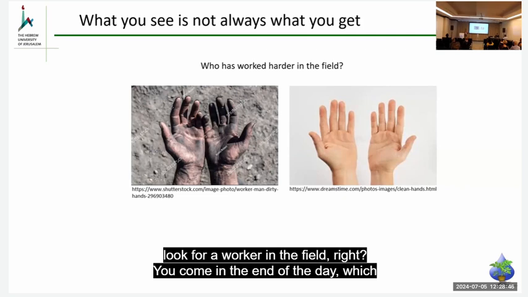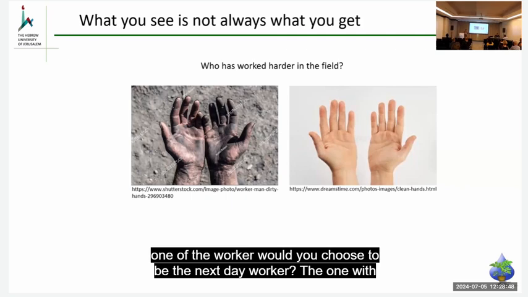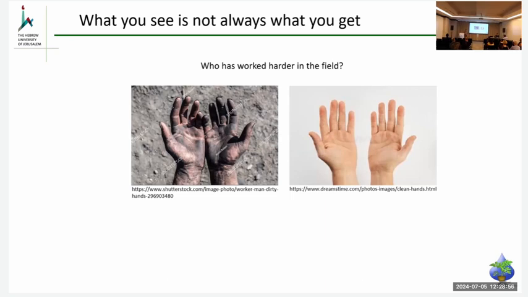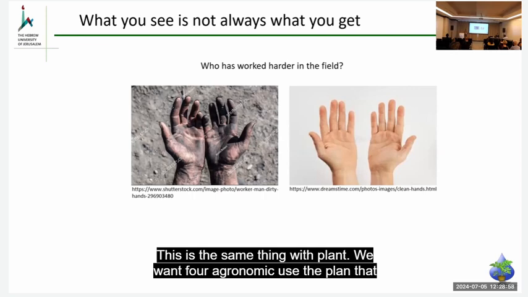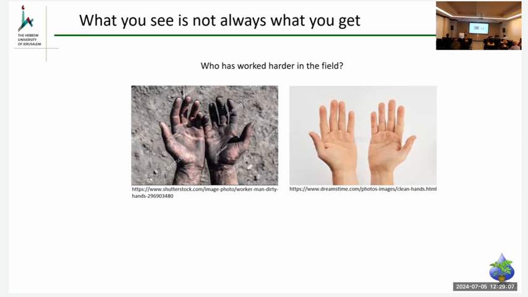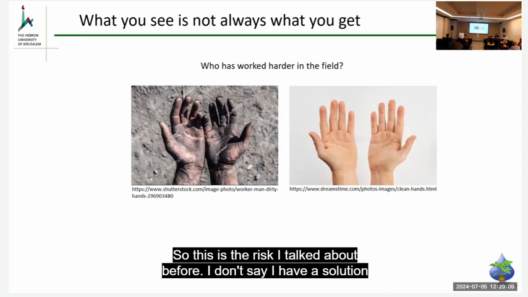You come in the end of the day, which one of the workers would you choose to be the next day worker? The one with the clean hands or the black hands? Most of the people will take the black hands, right? Because he works harder. This is the same thing with plants. We want for agronomical use the plant that opens stomata more, longer, but then they will be more susceptible to drought.